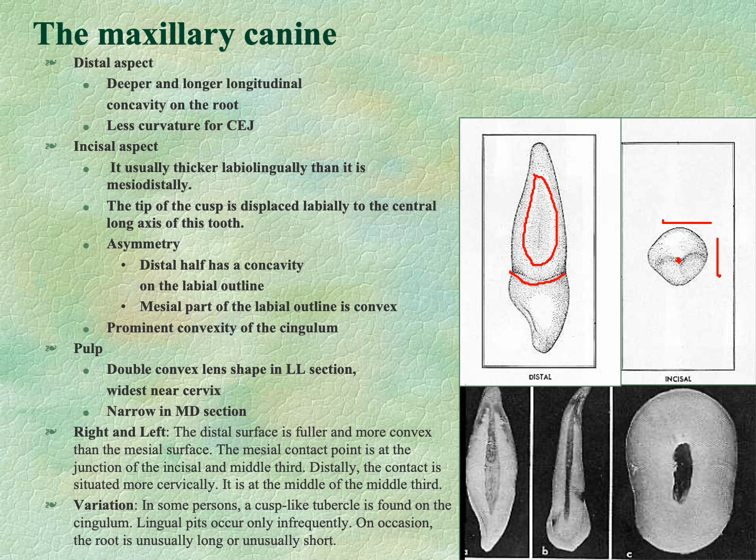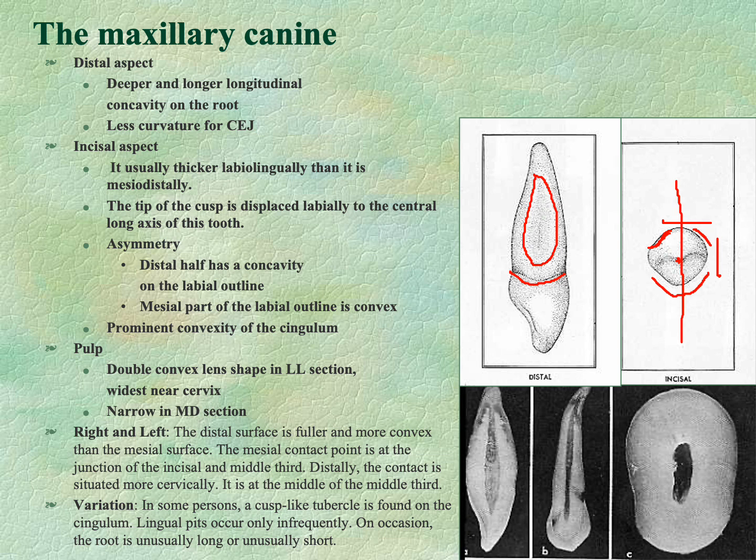It's asymmetrical, so if we have a midline like this, you will see that the distal half has a concavity on the labial surface more than the mesial half. The mesial half is almost convex. And you can see how prominent the cingulum is, with a great convexity.